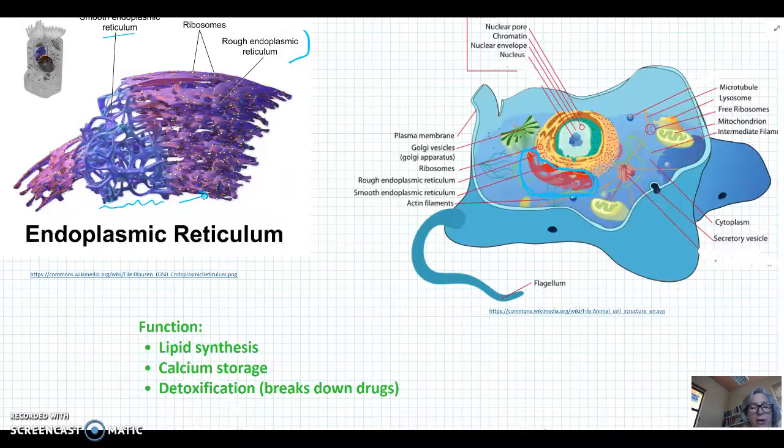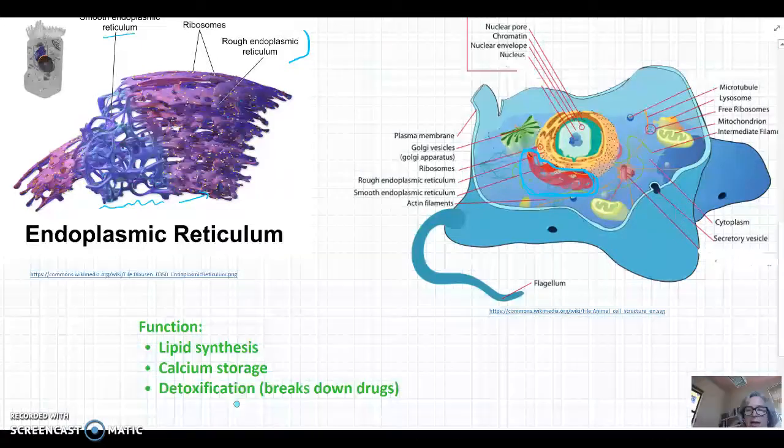The final function that I'll talk about is detoxification. So if your body is exposed to toxic chemicals, and a toxic chemical to the cell could be even something like acetaminophen, the drug in Tylenol, that needs to be broken down by your cells into smaller, harmless components. That breakdown takes place inside the cell in the SER. That's usually the function that most students remember, is the detoxification of drugs.